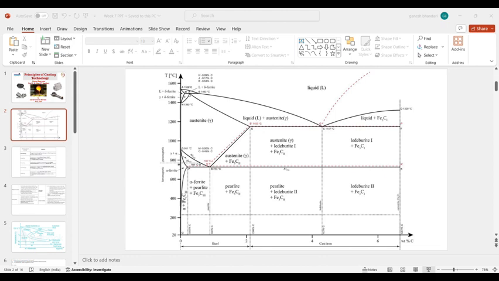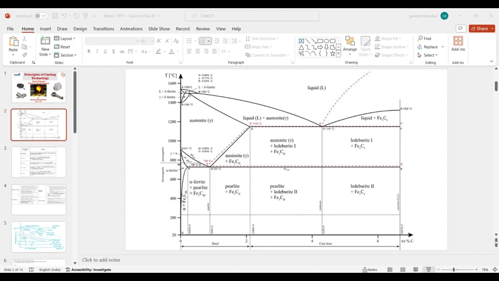This temperature is basically your eutectic temperature, because at this temperature your liquid is going to convert into two solid phases. So this is known as eutectic temperature. And one more point is there, that is 1493 degrees Celsius. That temperature is known as your peritectic temperature, because at this temperature one solid is going to convert into another solid and one liquid phase.